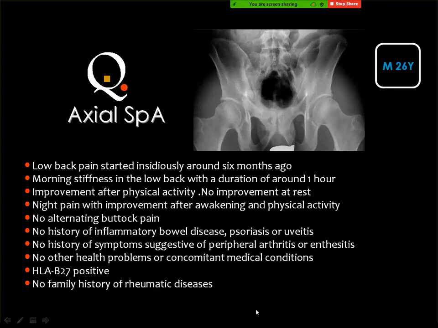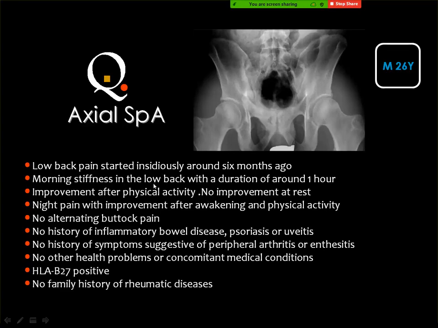By radiographic and non-radiographic, they mean that if the sacroiliac joints are affected in the plain film, then this is known as radiographic spondyloarthropathy. But if you see that the sacroiliac joints are normal in the plain film, but they show some abnormalities in MRI, especially the bone marrow edema, then you know that this is the non-radiographic axial spondyloarthropathy.